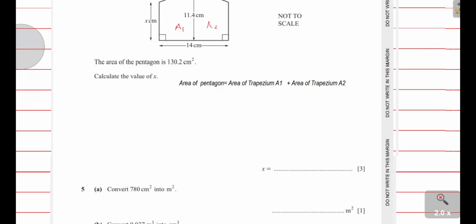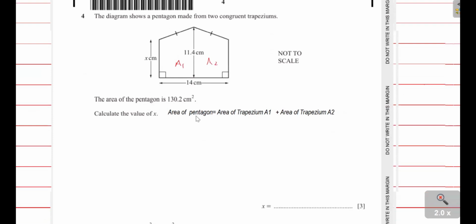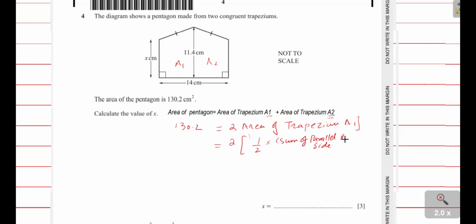trapezium A1 plus area of trapezium A2. When we add these areas of trapezium A1, A2, we get the area of the pentagon. The area of pentagon here is 130.2 centimeters square, and area of trapezium 1 and area of trapezium 2 both are congruent. Therefore, we can write 2 times area of trapezium A1. Formula of area of trapezium is 1/2 into sum of parallel sides into height.